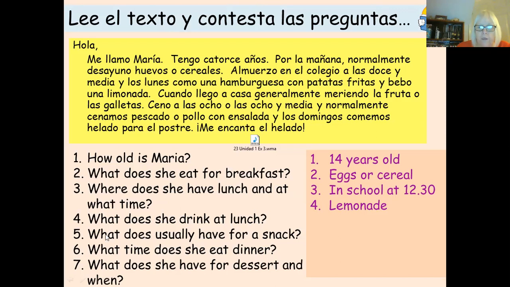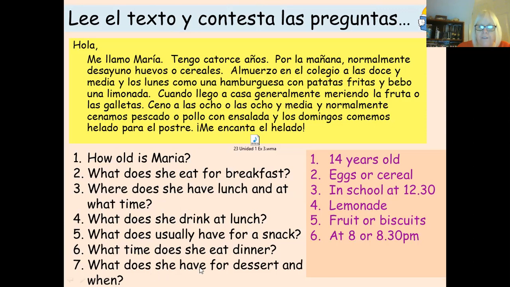That's number 4. Número 5. What does she usually have for a snack? Meriendo la fruta o las galletas. So I have fruit or biscuits for a snack. What time does she have dinner? So the verb we're looking for here, remember, is ceno. And there it is. Ceno a las 8 or las 8:30. So what time does she have dinner is either 8 or 8:30.